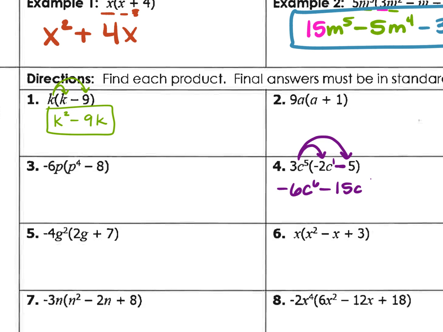The 5th. 15c to the 5th. Okay, and we're going in descending order, and that's what our exponents are doing right now, c to the 6th and then c to the 5th, so that's the order we want them in, and you're done.